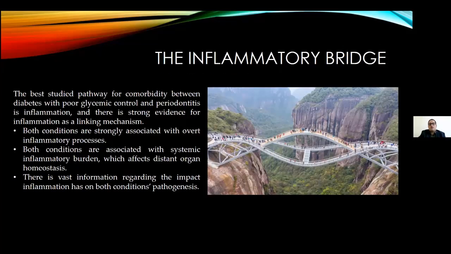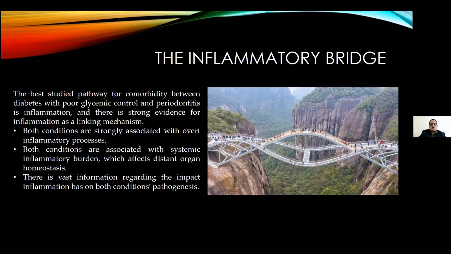Now, this is the inflammatory bridge. It doesn't look as simple, but it is quite complex, because the best studied pathway for comorbidity between diabetes and periodontitis is inflammation. And this is basically because both the conditions are strongly associated with overt inflammatory processes. Both are associated with systemic inflammatory burden, which affects distant organ homeostasis. And there is vast information regarding the impact of inflammation on both these conditions.